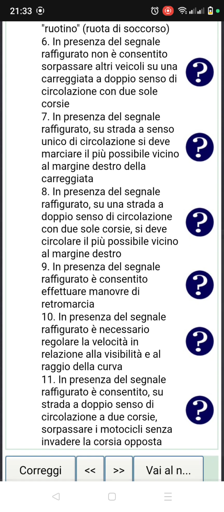Number 6. In presenza di segnale raffigurato, non è consentito sorpassare altri veicoli su una carreggiata a doppio senso di circolazione con solo 2 corsie. Yes, it's true. So in the presence of this sign figure, it's not allowed to overtake other vehicles on a carriageway of two-way circulation with only 2 lanes. So you can't do overtaking. Non è consentito, it's not allowed.